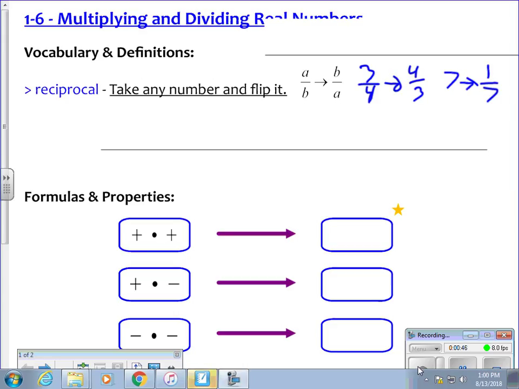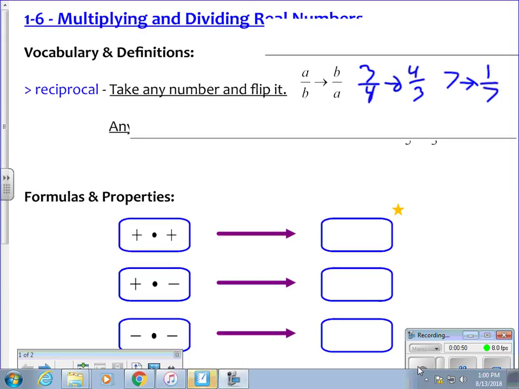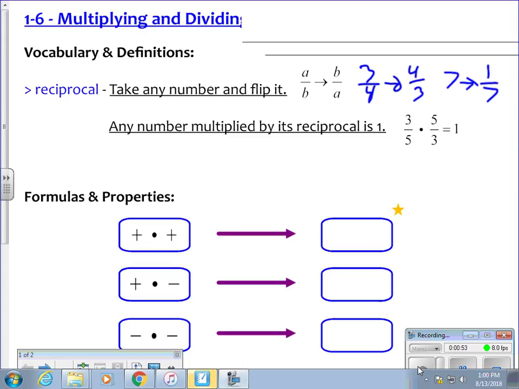Reciprocals are extremely important. Reciprocals are what we use to solve equations. Any number multiplied by its reciprocal is 1. And that's why we use them, to get 1.